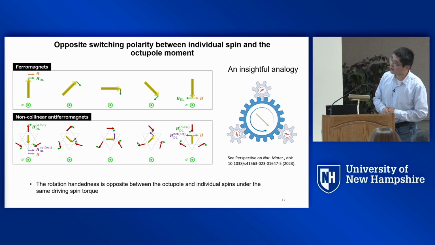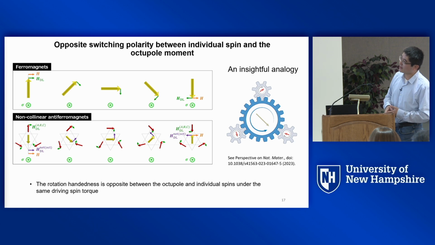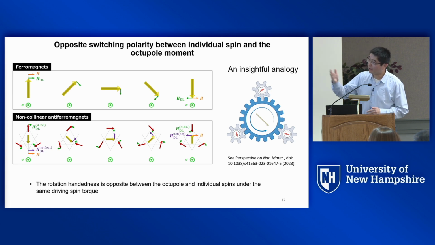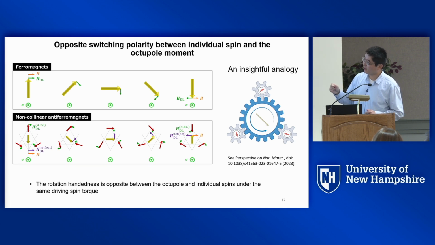Well, this left side schematic might provide some insights. For a ferromagnet, the induced effective field tries to rotate the moment in a clockwise direction. But for the non-collinear antiferromagnet, although the spin torque tries to rotate each spin in the same clockwise direction, the overall octopole moment, or the net moment, of this system rotates in a counterclockwise direction. So that is the handedness difference between switching a ferromagnet and switching an antiferromagnet.